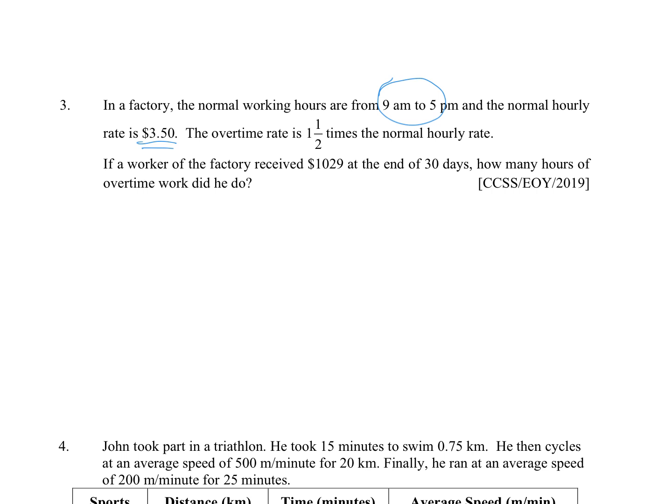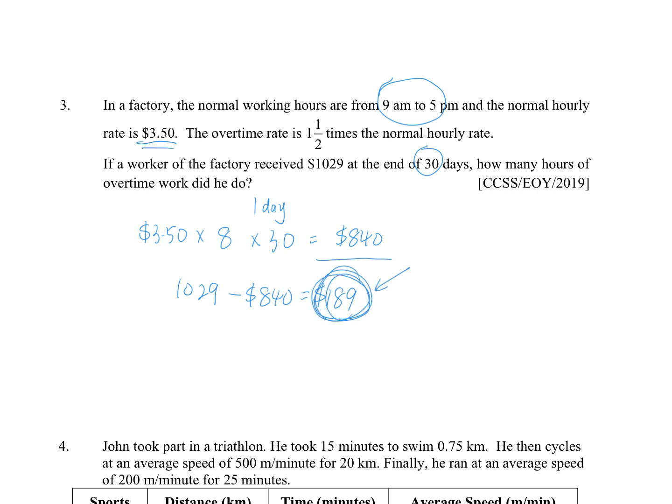Every hour they give me 350. So this is for 1 day. But I'm working for 30 days. So you times 30. What is the amount in 30 days? Those who did 840, right? And then you use 1029 and subtract this. You get 189. This is the amount of money you get from working OT.